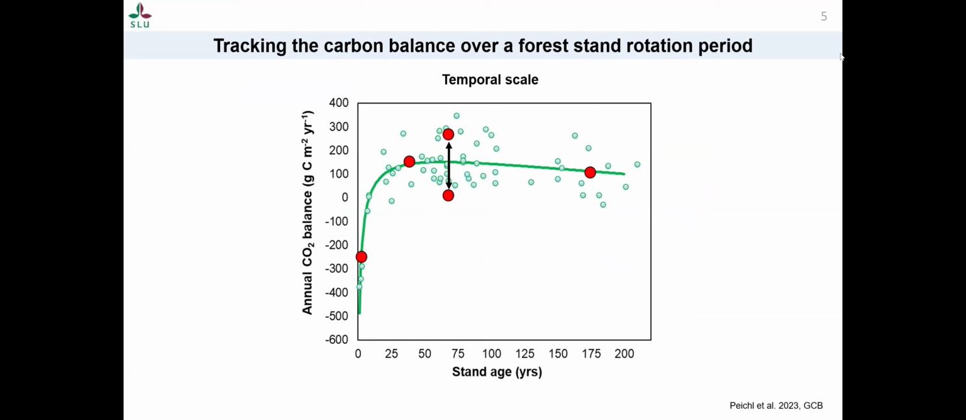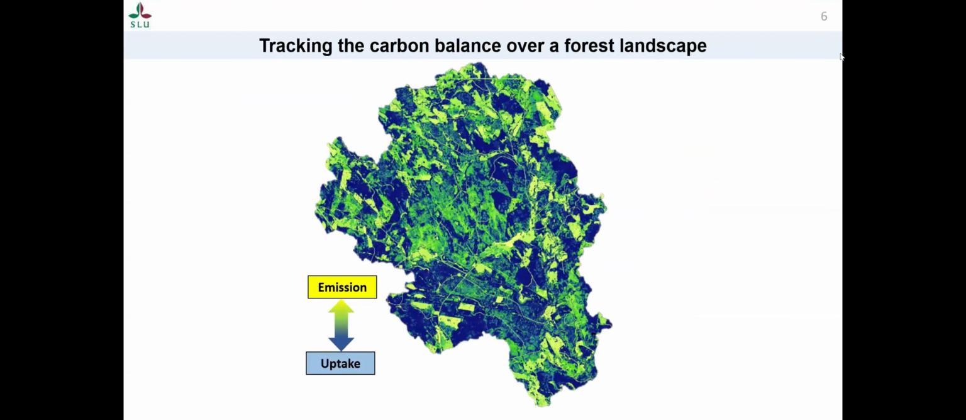And so if we map this temporal and spatial variation over a managed forest landscape, as you can see here, then we end up with this very fine-scale mosaic of carbon sources and sinks across the landscape that, of course, also constantly change over time as forests regrow and get harvested. So understanding the net carbon balance of such a mosaic in the end is quite a research challenge.